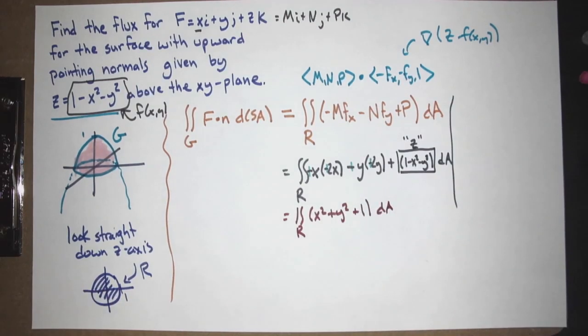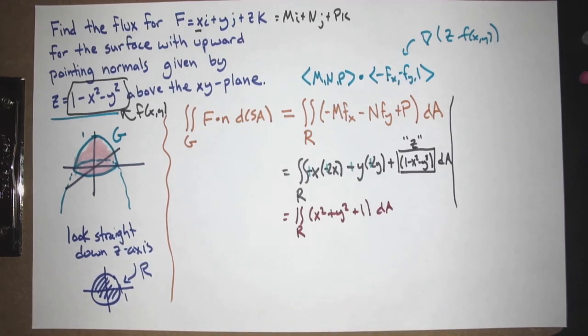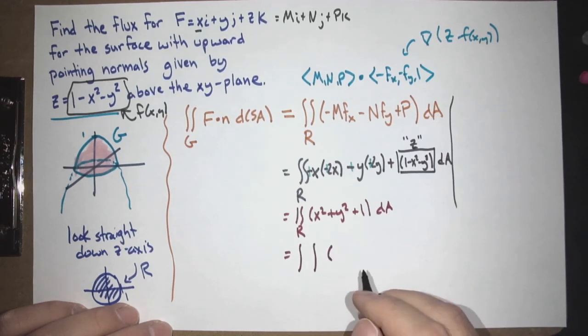All right, so how would we integrate such a thing? Well, we go polar, right? Because we're in a two-dimensional region, so we don't think parametric. But we think polar because we see our favorite x squared plus y squared. When you see x squared plus y squared, you start thinking polar in 2D, or cylindrical in 3D.